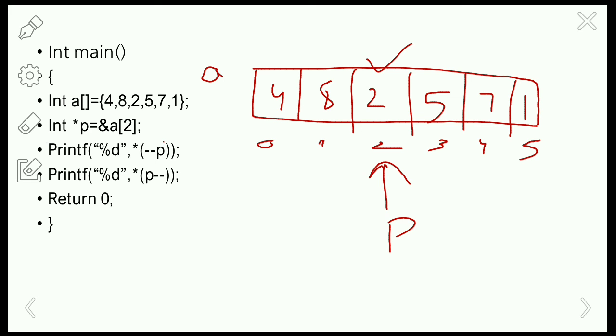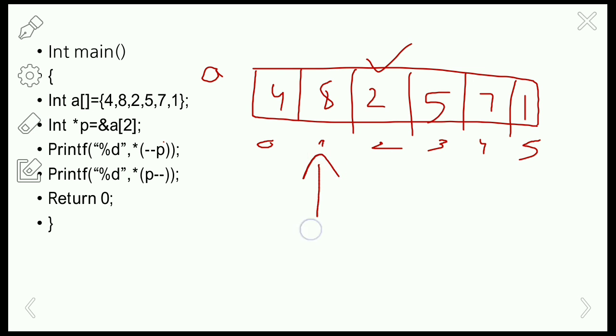Now the pointer will point to the previous location, that is 1. Initially it is pointing to the value 2. After performing the pre-decrement, it will point to the A of 1 location. And it is going to print the value at P. So what is the value at P here? 8. So 8 will be printed here.